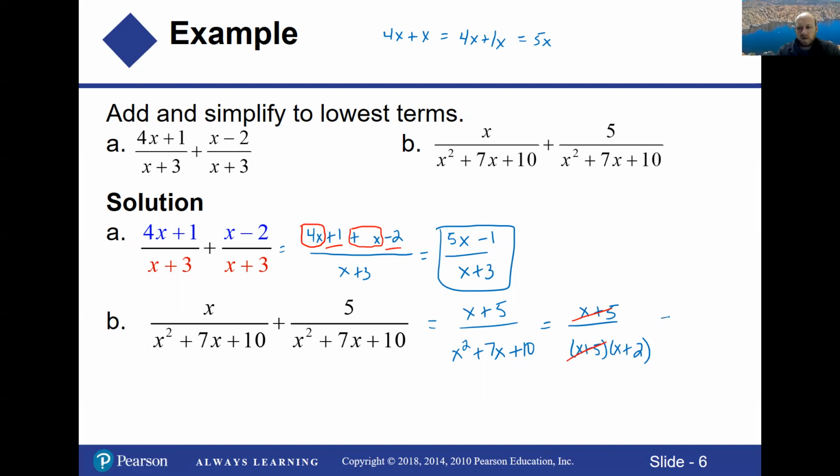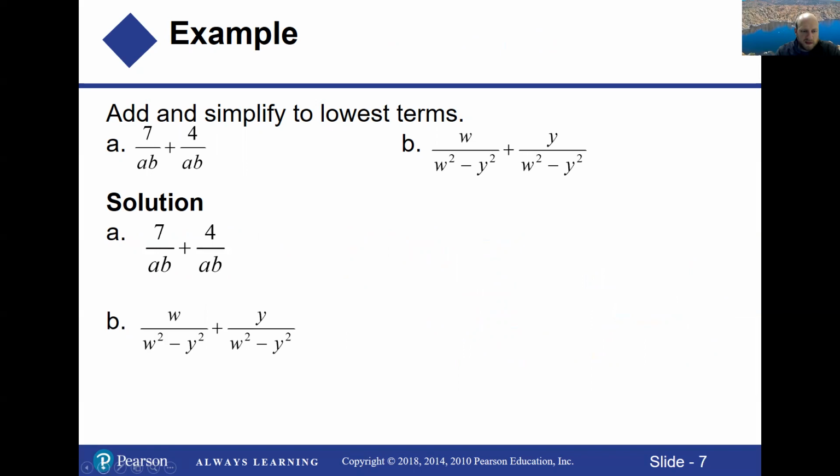And what am I left over with on top? Well, when I cancel this, I'm just left with a 1, right? Because I could have wrote this as 1 times x plus 5. So then I would have canceled that x plus 5. So I have one left on top here, and I have an x plus 2 left on the bottom there, and that is as far as you can go.